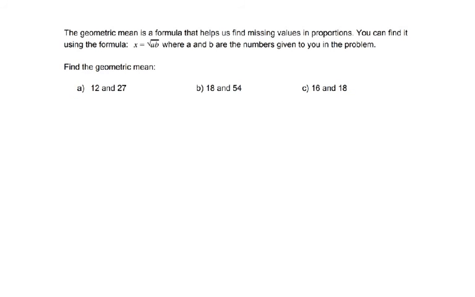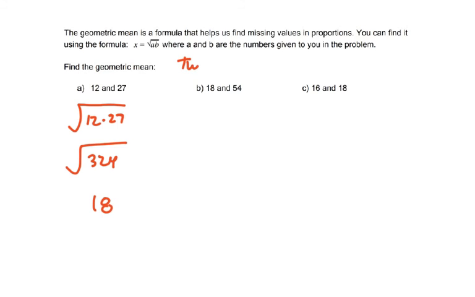Okay, so the last thing is the geometric mean. It's not on your assignment for tonight or for tomorrow, but what we're going to do is they ask you to find the geometric mean. You take the two numbers, multiply them together, and then take the square root. So for A, it would be 12 times 27. Find out what that is. And then take the square root. In this case is 18.